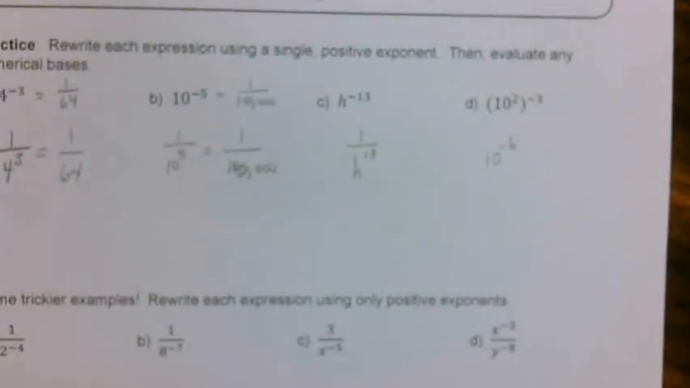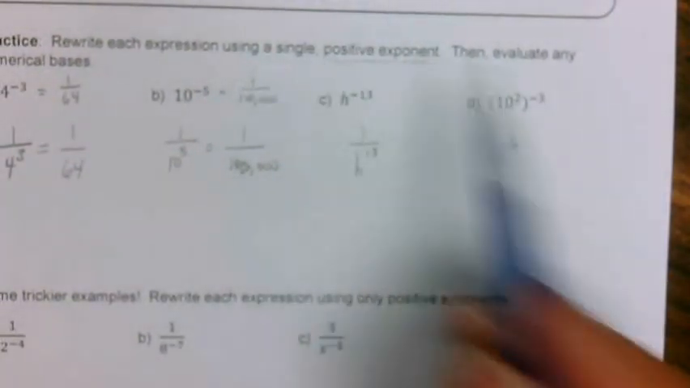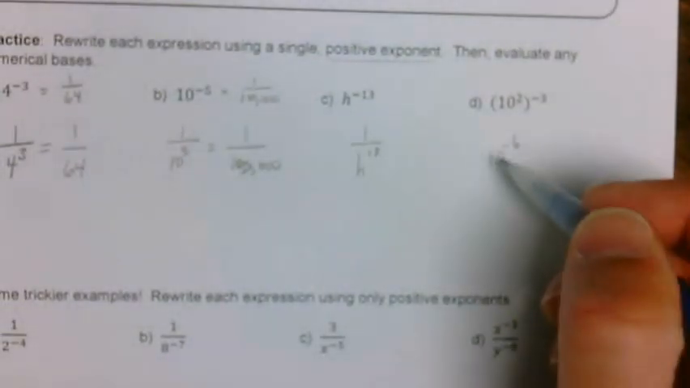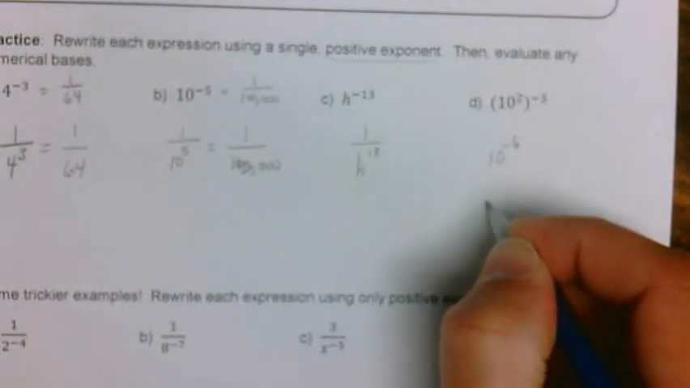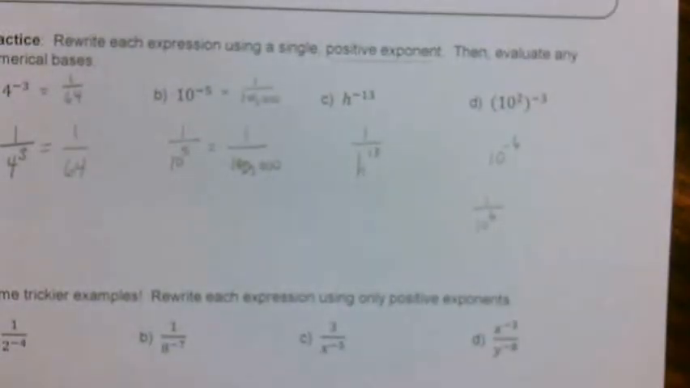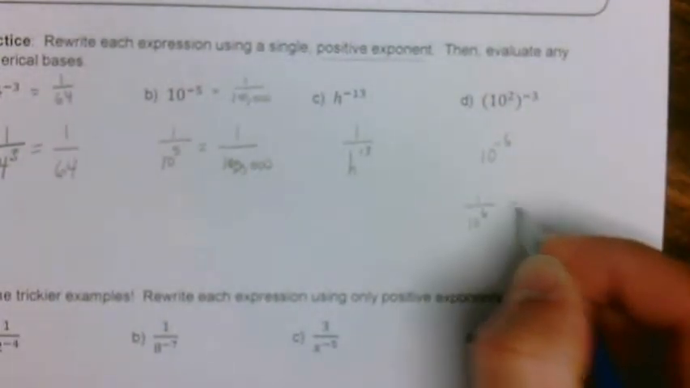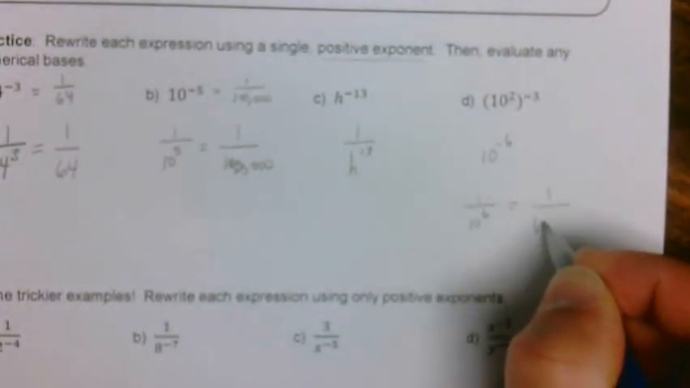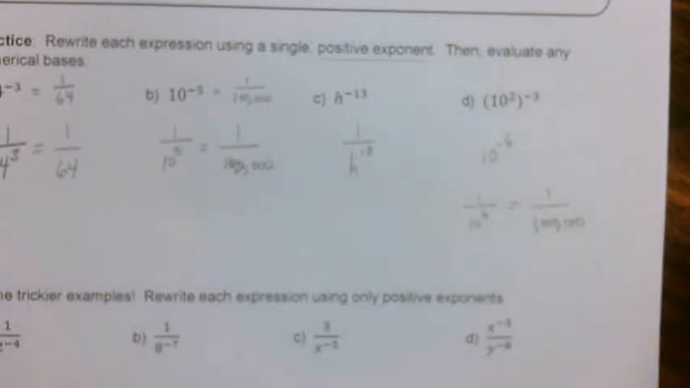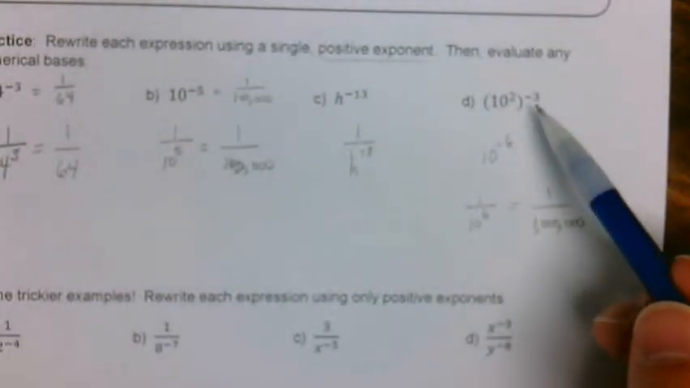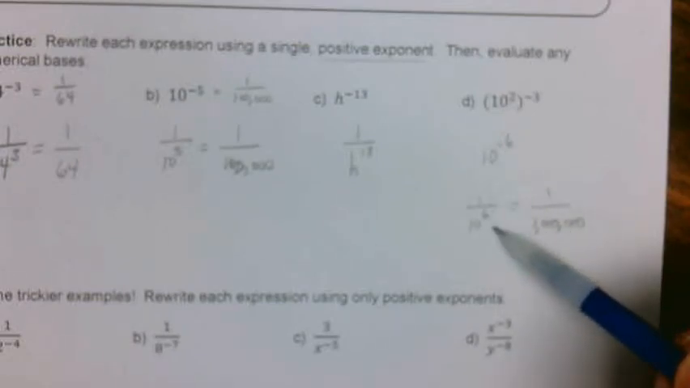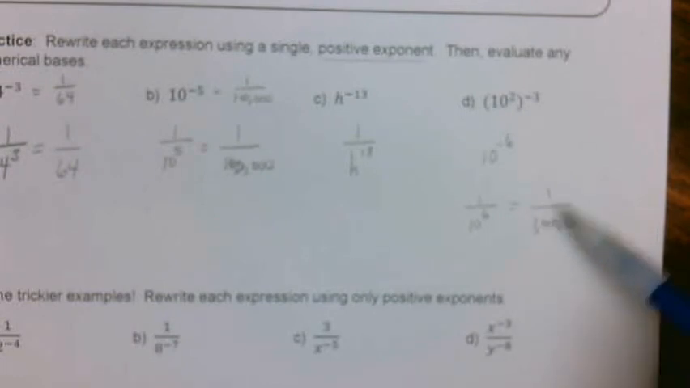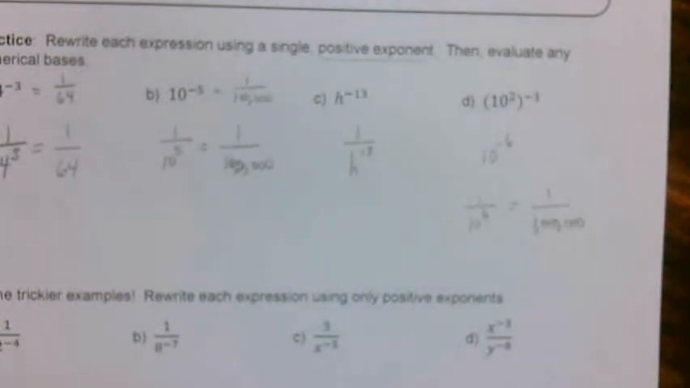So now I have 10 to the negative sixth power, but again, I need to have a positive exponent. So here I'm going to take the reciprocal. 10 to the negative sixth power is the same as 1 over 10 to the sixth power. And now I can go ahead and evaluate that numerical base. That's going to be 1 over 1 million. So this original expression is the same as 10 to the negative sixth power, which becomes 1 over 10 to the sixth power when we do the reciprocal, and that becomes 1/1,000,000th.